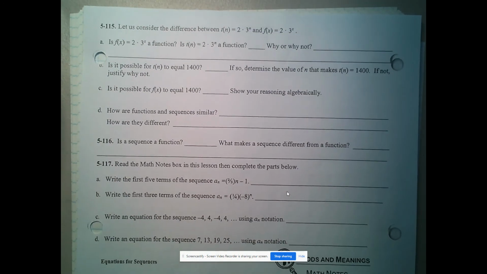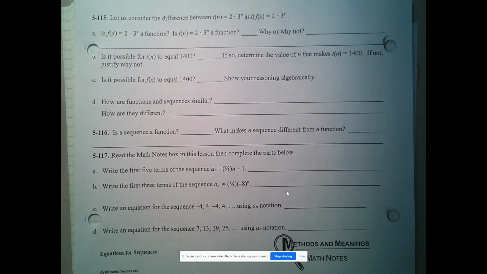All right, so let us consider the difference between t of n equals 2 times 3 to the n versus f of x equals 2 times 3 to the x. Is f of x equals 2 times 3 to the x a function? Is t of n equals 2 times 3 to the n a function? We would say yes to both.